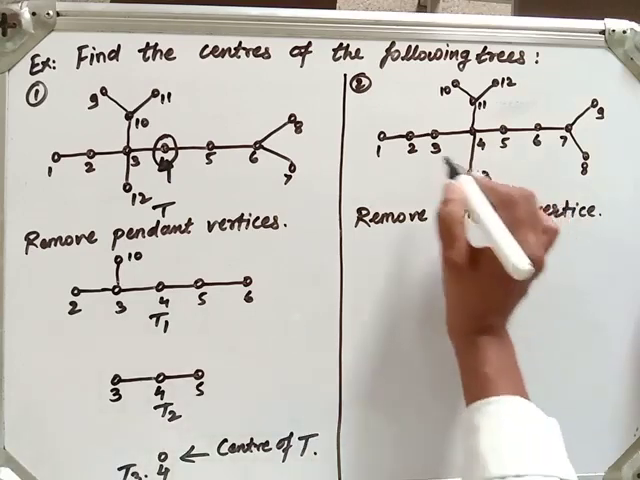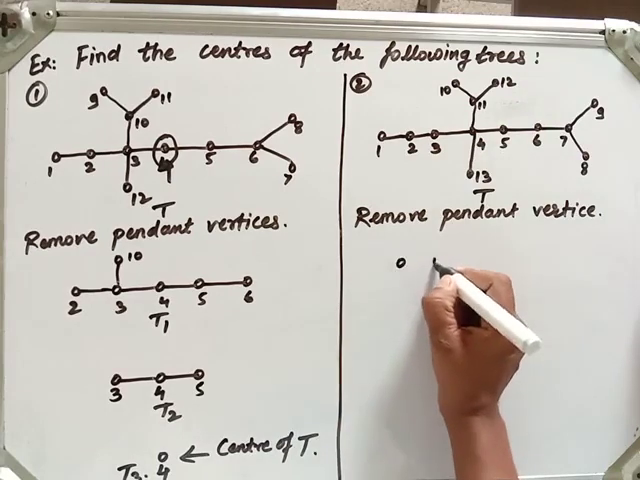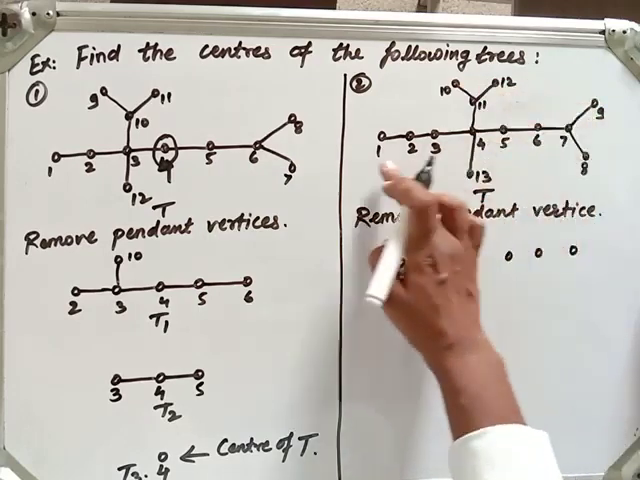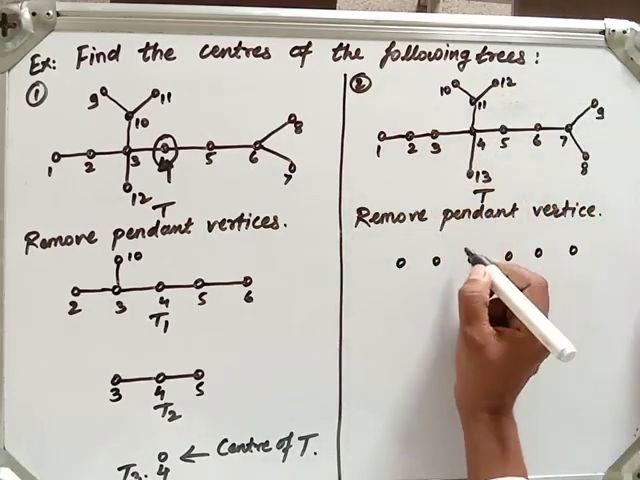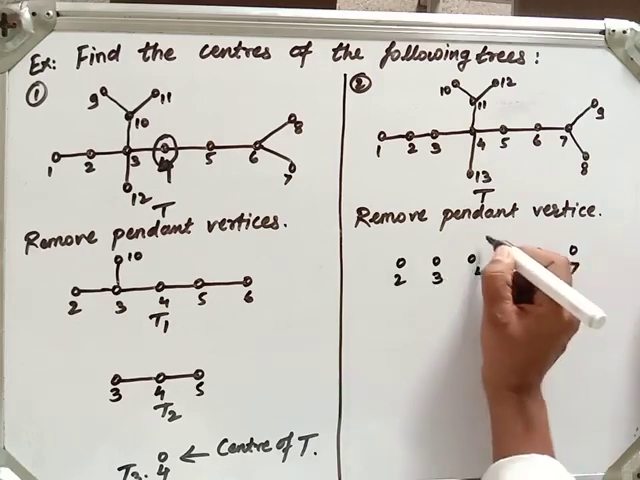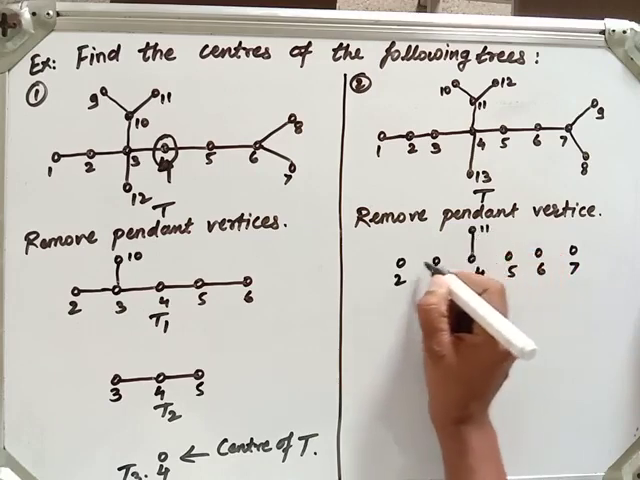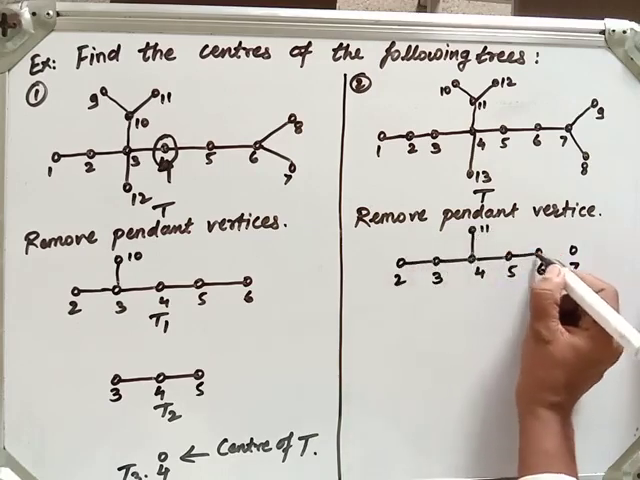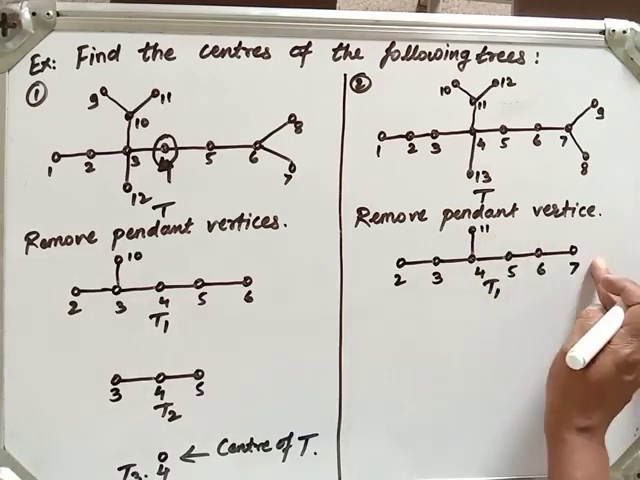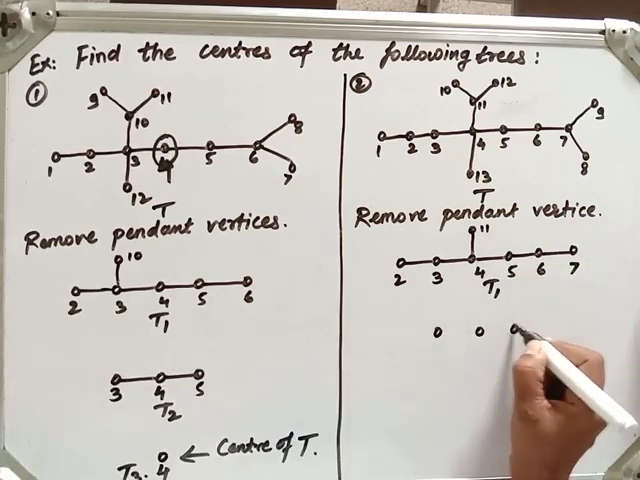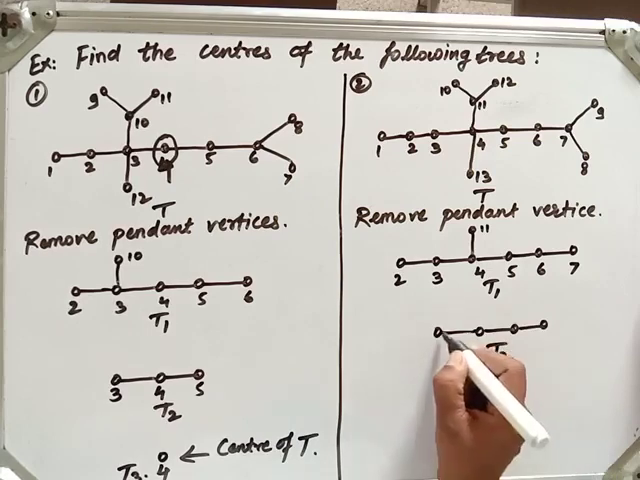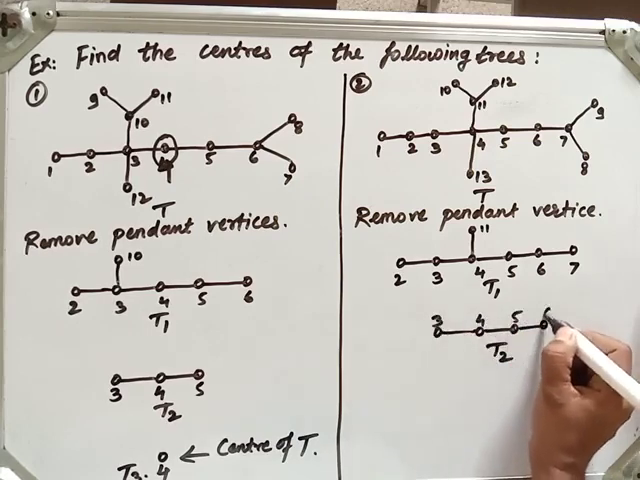Similar thing here if we do, then pendant vertices are removed. Then 2, 3, 4, 5, 6, 7 will be left. 8, 9, 12, 10, 1, 13 are gone, right? So 2, 3, 4, 5, 6, 7 and here 11 are left. This is T1. Again eliminate pendant vertices. So 2, 11, 7 get eliminated and 3, 4, 5, 6 are left. So this is T2.